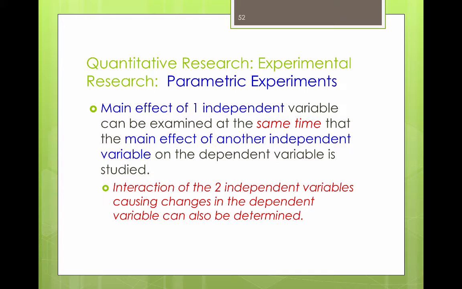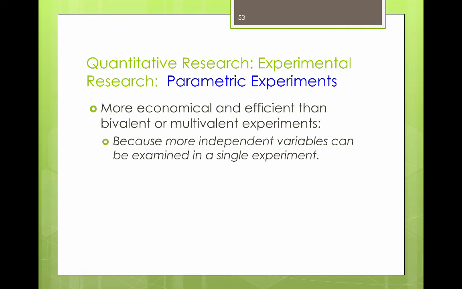The main effect of one independent variable can be examined at the same time that the main effect of another independent variable is studied on the dependent variable. Because we have more than one independent variable, we also look at the interactions that the two independent variables might have when they cause changes in the dependent variable. It's more economical and efficient than a bivalent and a multivalent experiment because more independent variables can be examined in a single experiment. So this is a very strong experiment, a quantitative parametric study.